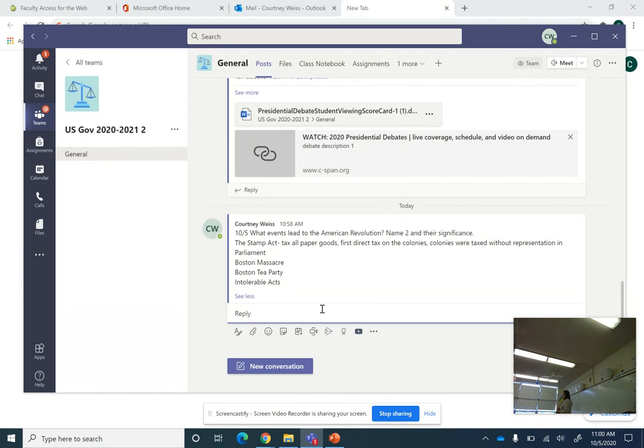two very important things happened. And can you name one of them? Two very important things happened at the Second Continental Congress.